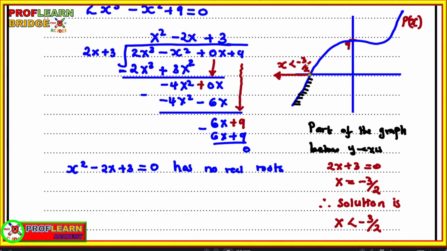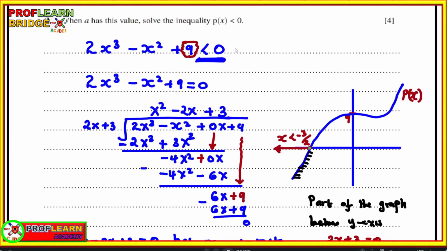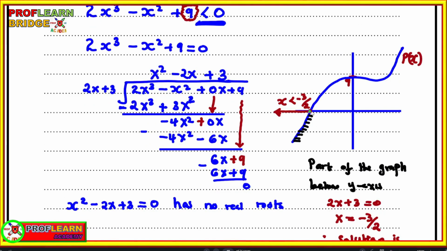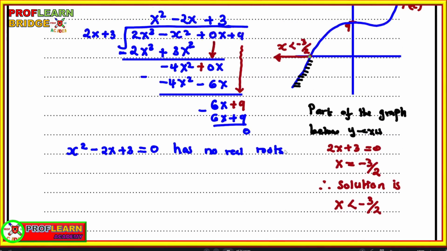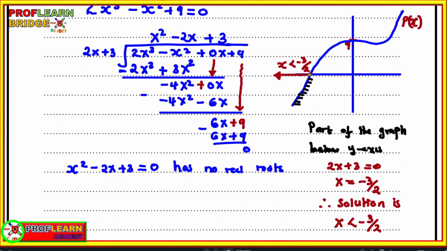negative 3 over 2. Since in our inequality we need the part that is below the x-axis, which is less than 0, the solution is going to be x is less than negative 3 over 2. All the values to the left are going to satisfy this inequality. So this is basically what you are supposed to do in this particular section.